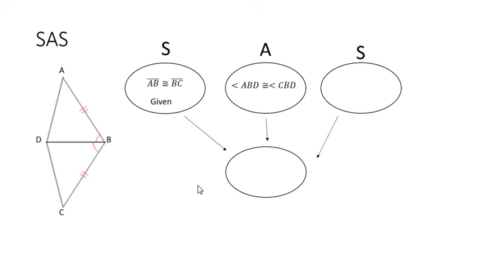We know that they're congruent because it was also given by the arcs. Each of them had one arc. And then the last side that's going to be congruent is BD is congruent to itself, and recall that we call that the reflexive property. Now this is side angle side because we know two sides and then the angle in the middle of those two sides, so that's why it's side angle side.